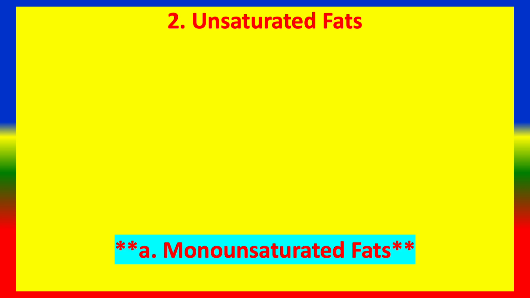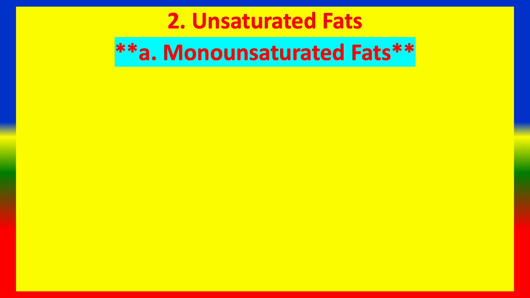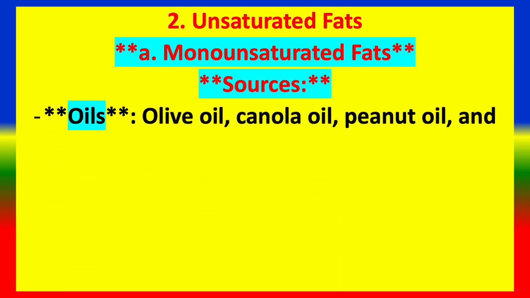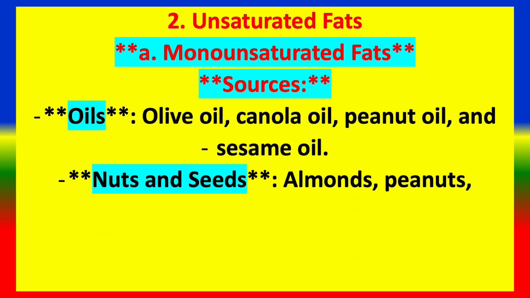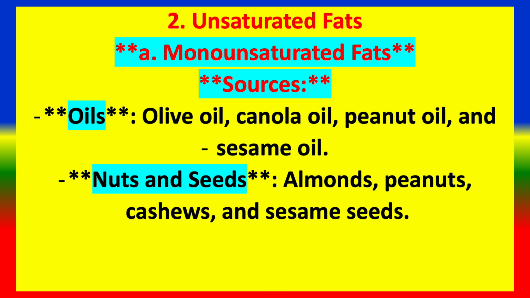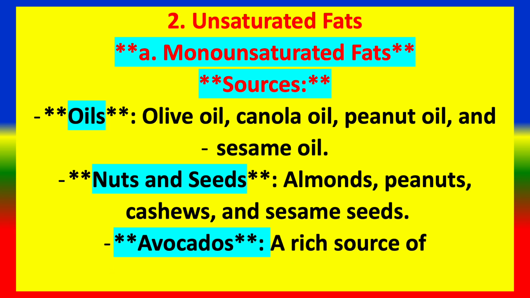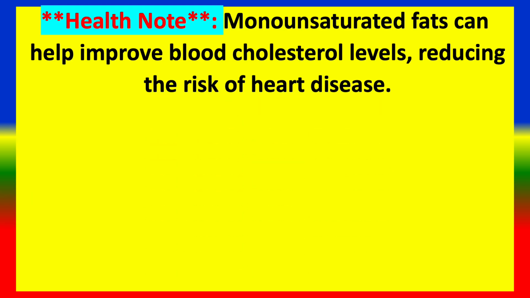Second, unsaturated fats. A. Monounsaturated fats. Sources: oils, olive oil, canola oil, peanut oil, sesame oil, nuts and seeds, almonds, peanuts, sesame seeds, avocados, a rich source of monounsaturated fats. Health note: monounsaturated fats can help improve blood cholesterol levels, reducing the risk of heart diseases.